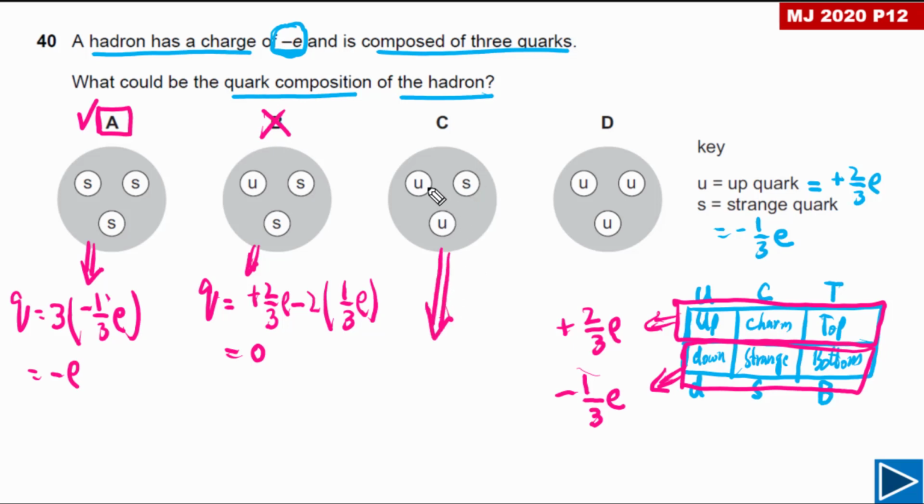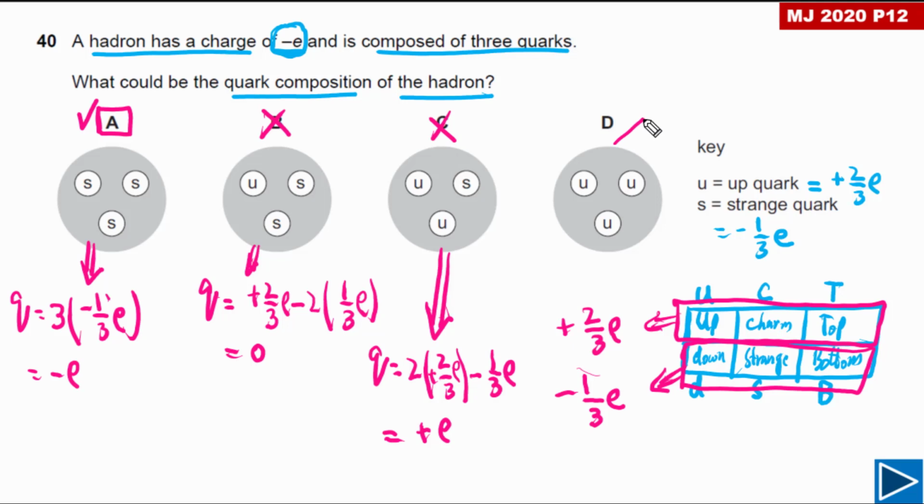Now let's look at C. If we look at C, we have 2 up quarks, 1 strange quark. So the total charge on this composition will be equal to 2 times the charge on up quark plus the charge on strange quark. The charge on strange quark is minus 1 over 3e. Now if we add them together, so we have 4 by 3, we will get plus e. So this is not equal to minus e, so this is also not correct option.